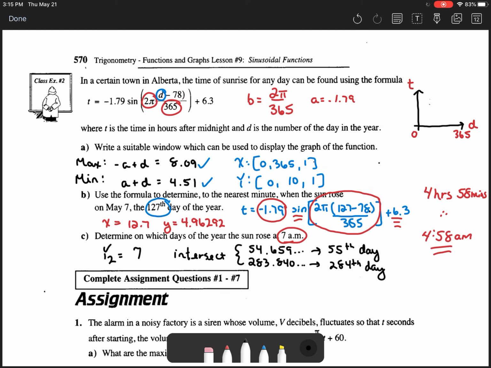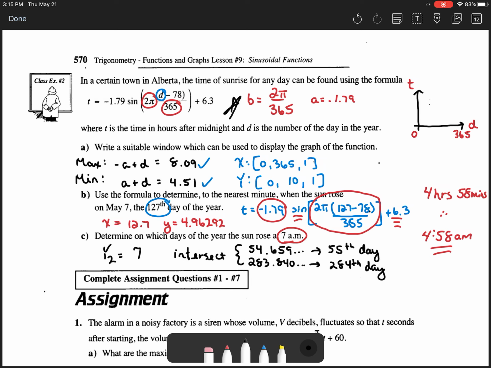So again, be very careful of a couple things. Time is in the 24-hour clock. We have to know how to find the max and min values from the equation, a plus d, negative a plus d, so that we know what the range is and we can use the appropriate window settings. We have to know how to graph and find the intersection points, how to find time in hours and minutes, so we know the exact time.